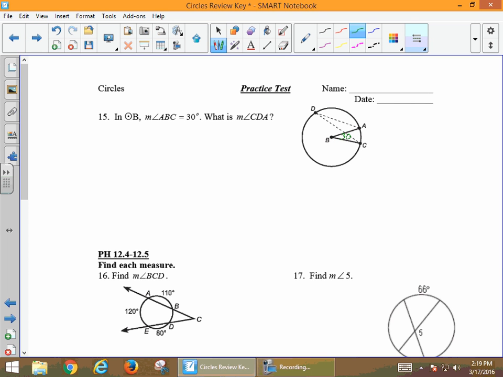So if the interior angle is 30 degrees, then arc AC is also 30 degrees. So that's perfect. That helps. Now, it wants us to find the measure of angle CDA. If you think about CDA, this angle is back here. That's just what we were talking about. An angle that is inscribed, that sits on the circle, is half of the size of its arc. So the measure of angle CDA is half of its arc. It's half of 30. So it is 15 degrees.